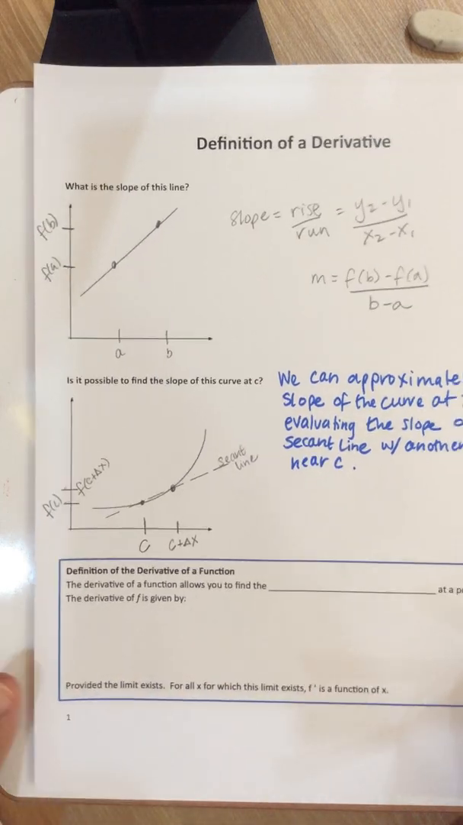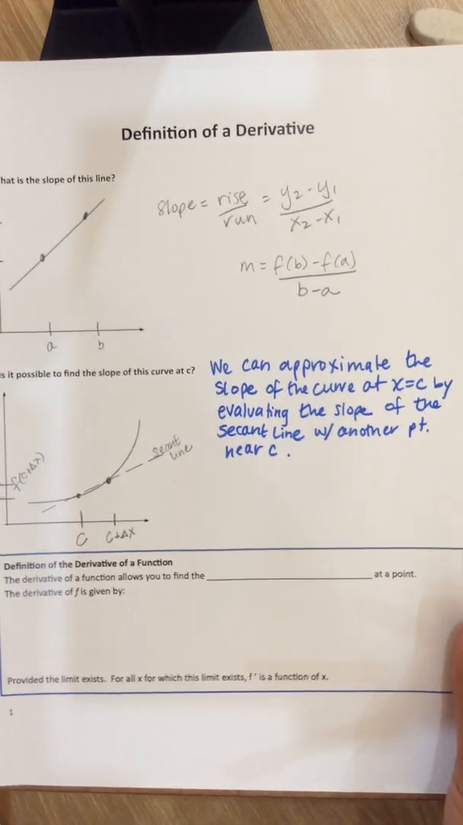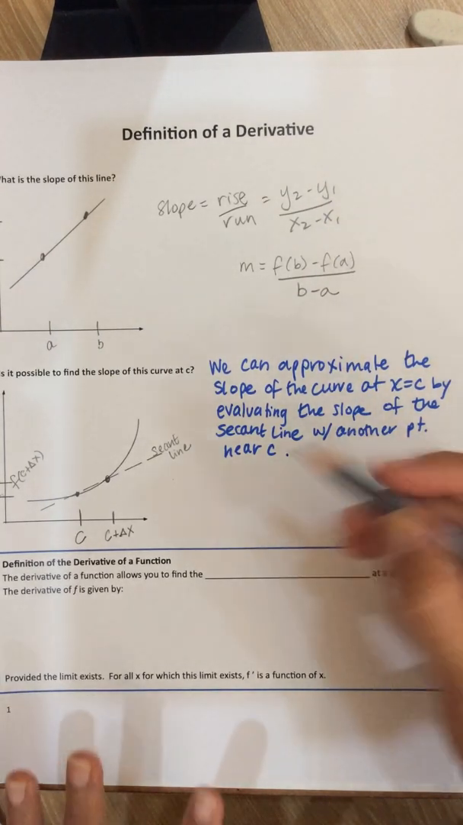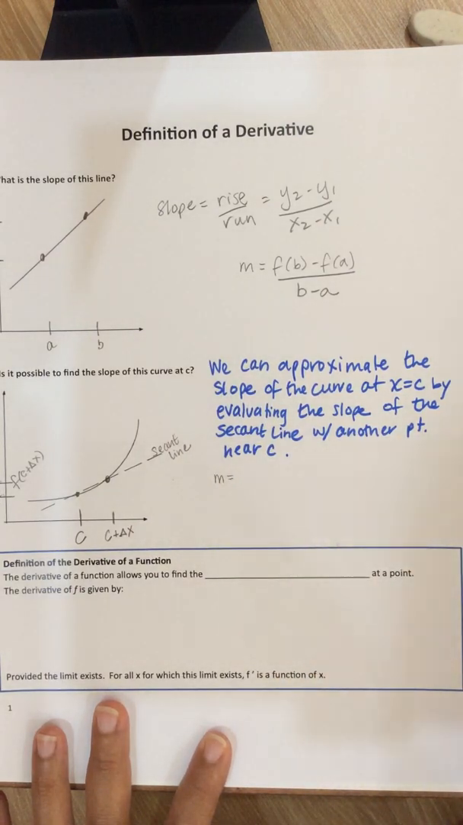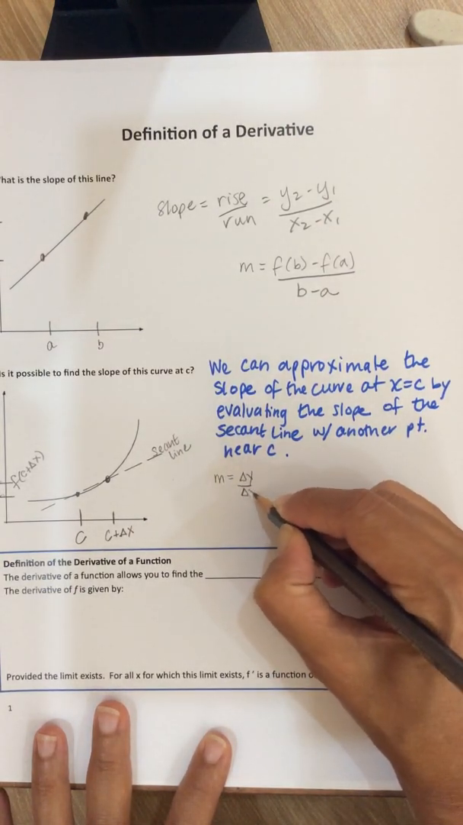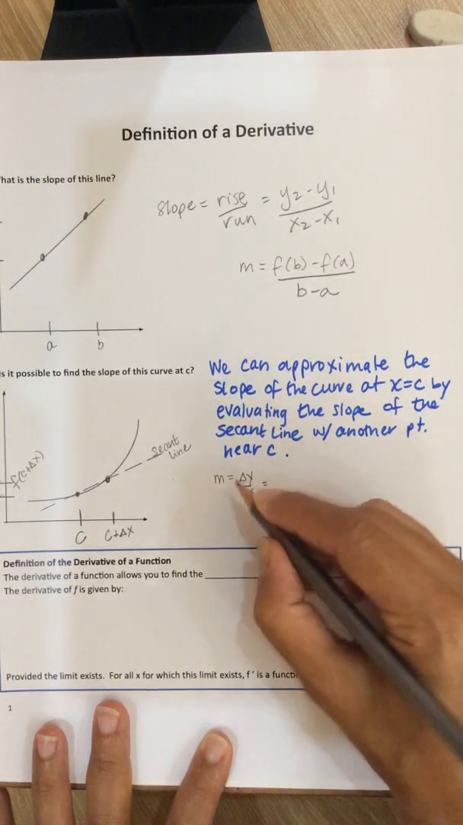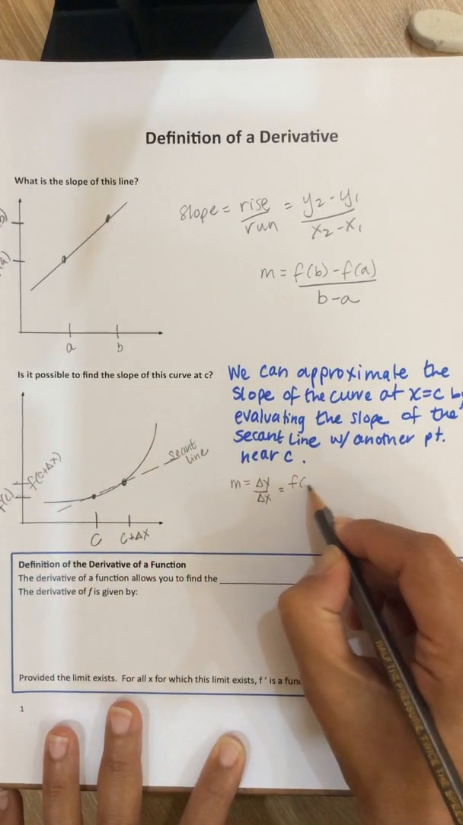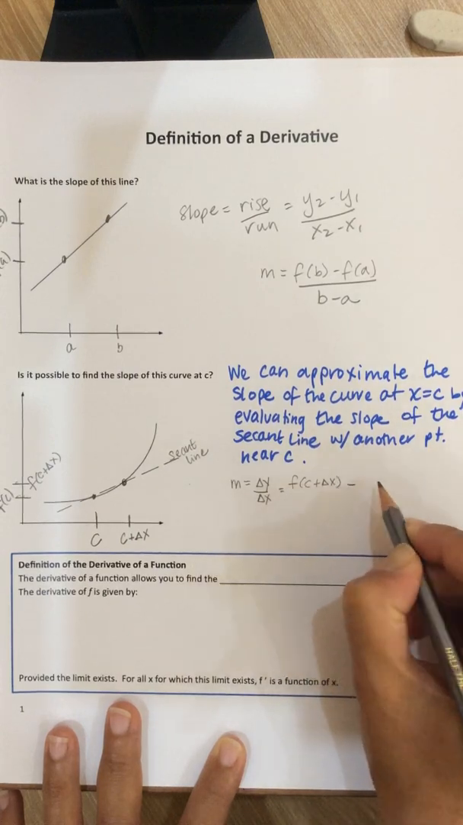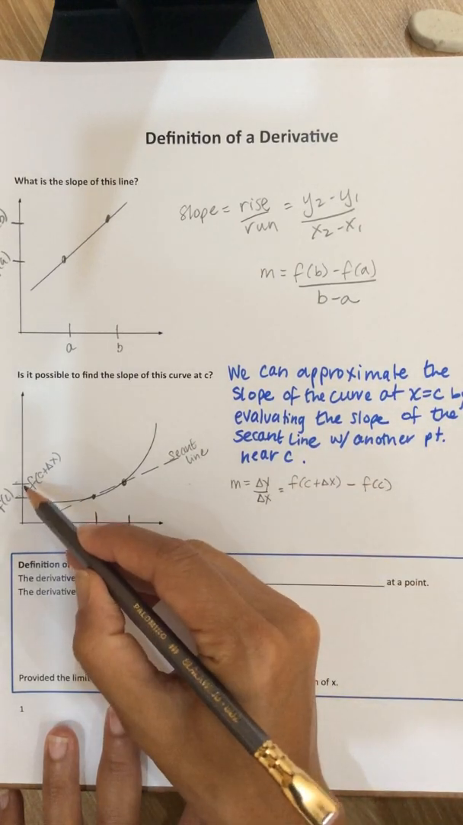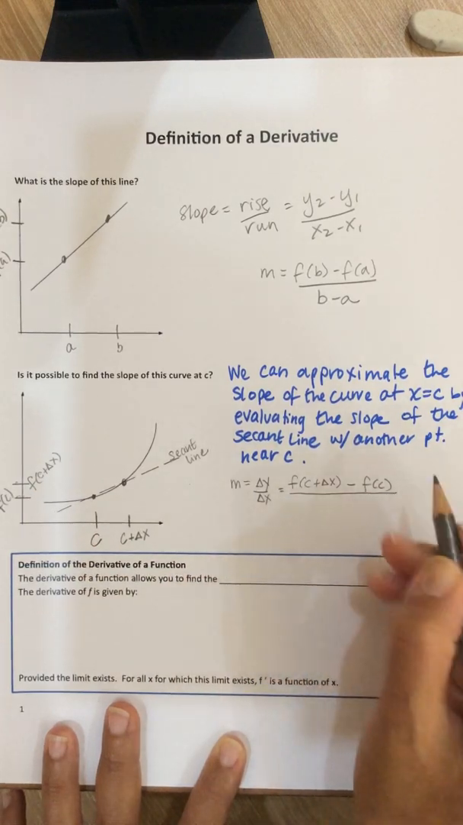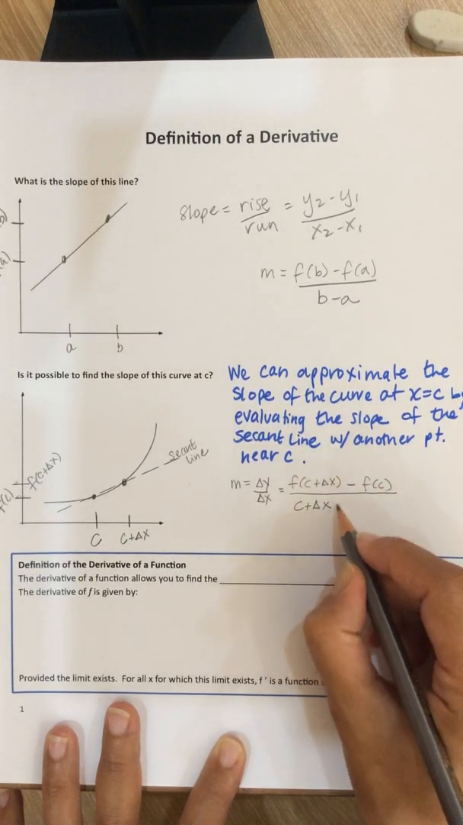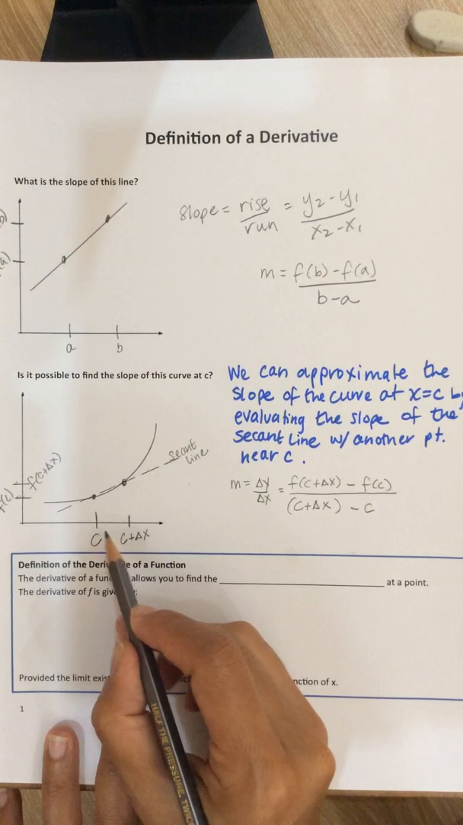So here's the secant line. Now we are going to approximate the slope of the curve by finding the slope of the secant line. How would you find the slope of the secant line? Well, the same way you found the slope up here. The slope would just be rise over run, or change in y over change in x. So the change in y would be f of c plus change in x minus f of c, over c plus change in x minus c. That's going to give you this difference right here.